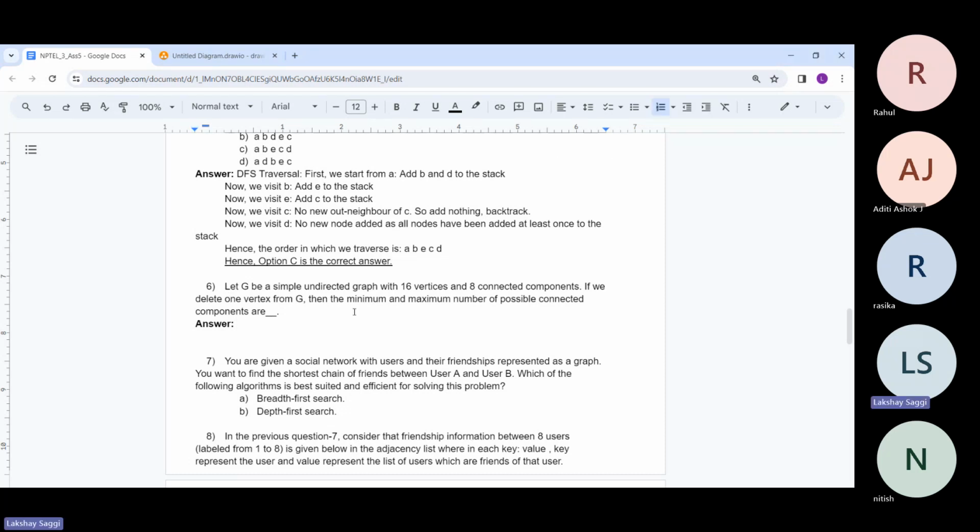Okay, maybe you guys can start off with one step at a time. So we have to find the minimum as well as the maximum number of possible connected components. Let's just say the question was asking the minimum, not the maximum. What will be the minimum? So first, let's tackle this minimum one, and then we'll come to maximum. What would be the minimum number of possible connected components?